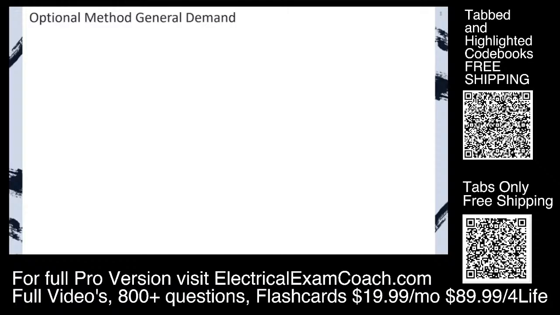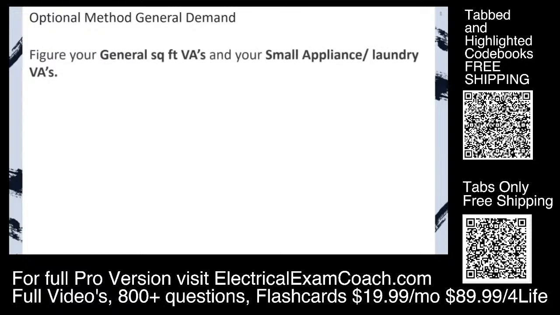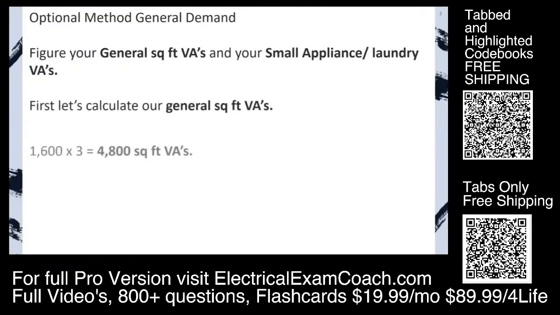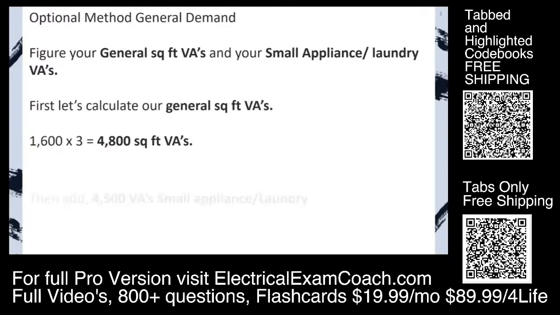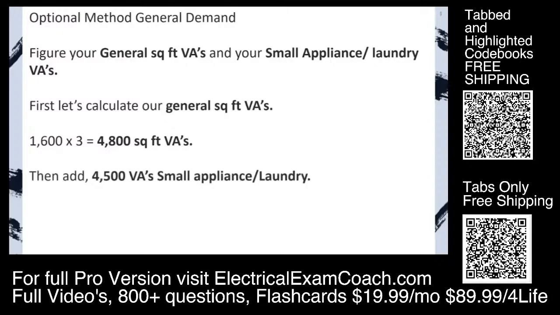Step one with any load calculation, whether standard or optional, is to get our general lighting demand. We're going to do our square foot VAs just like we did before. Let's imagine we have a 1,600 square foot house. We multiply that by 3 VAs per square foot. That gives us 4,800. Now we need to tack on our 4,500 for our 2 small appliances and 1 laundry, just like we did before. Now we total them all up. The only difference is that we do not apply any demand factors at this point. We're going to apply a general demand factor later.